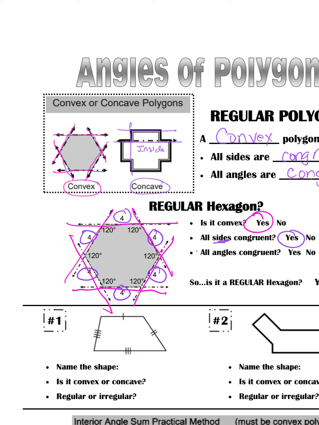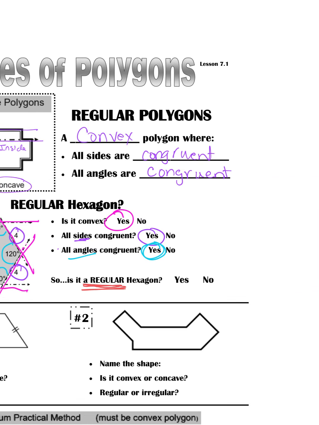So then let's look at the angles. Are the angles congruent? 120, 120, 120, 120, 120, 120. So all the angles are also congruent. So if you say yes to all three of those, then you can say it is a regular hexagon. So regular means that all the sides and the angles are the same.